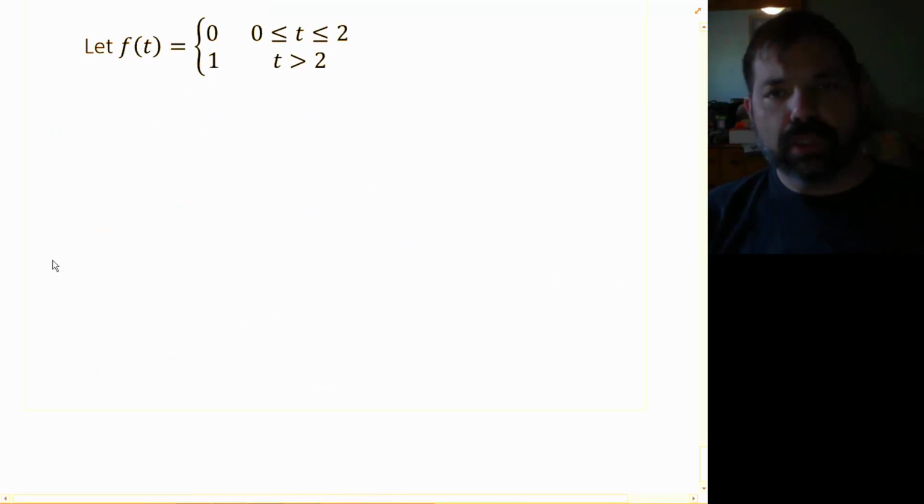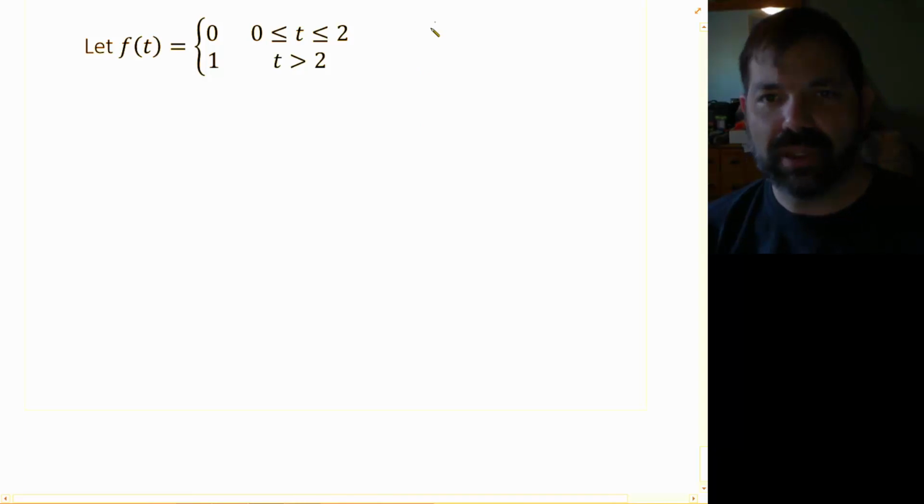So let's finish off this section with a more complicated example. Here our function is not a standard function. It's not a nice algebraic function maybe. Here I've got this piecewise defined function. I have the function that's defined as 0, where t is between 0 and 2, and then it's defined as 1, where t is greater than 2. So let's make sure we understand what this is saying.